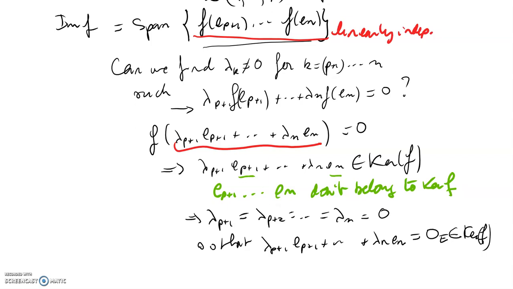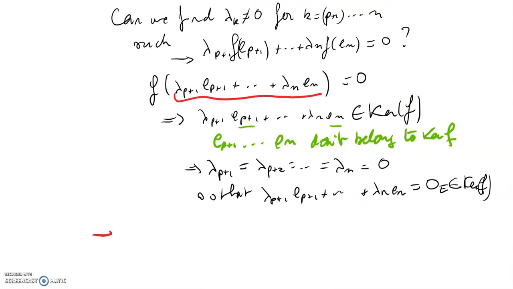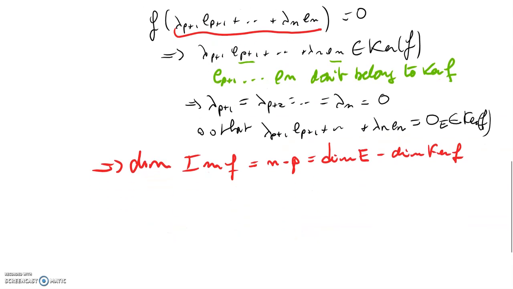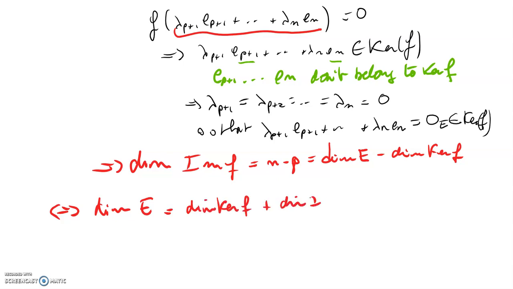And then in conclusion, we have that the dimension of the image of f is equal to the number of linearly independent vectors. So we have n minus p, where n is the dimension of E and p is the dimension of the kernel of f, so that usually it's written as the rank-nullity theorem. The dimension of E is equal to the dimension of the kernel of f plus the dimension of the image of f.